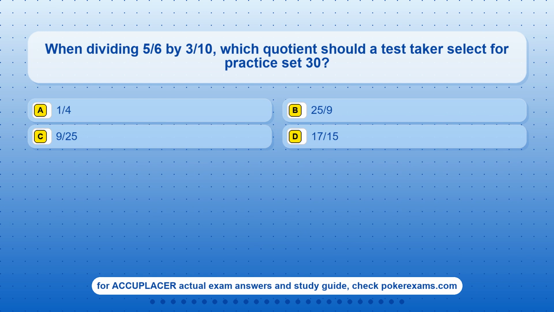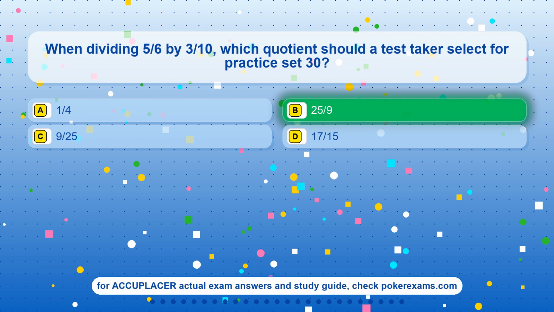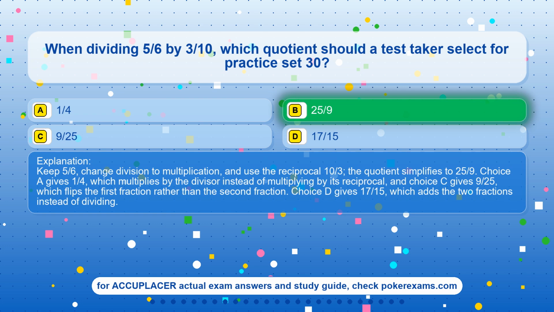Question 12. When dividing 5/6 by 3/10, which quotient should a test taker select for practice set 30? Option A, 1/4, option B, 25/9, option C, 9/25, option D, 17/15. The correct answer is option B, 25/9. Keep 5/6, change division to multiplication, and use the reciprocal 10/3. The quotient simplifies to 25/9.